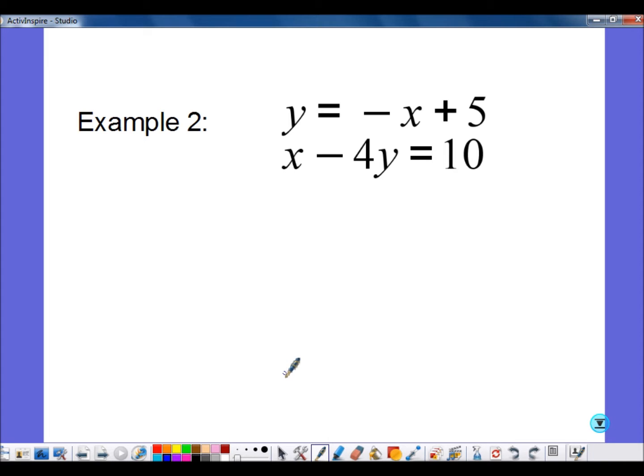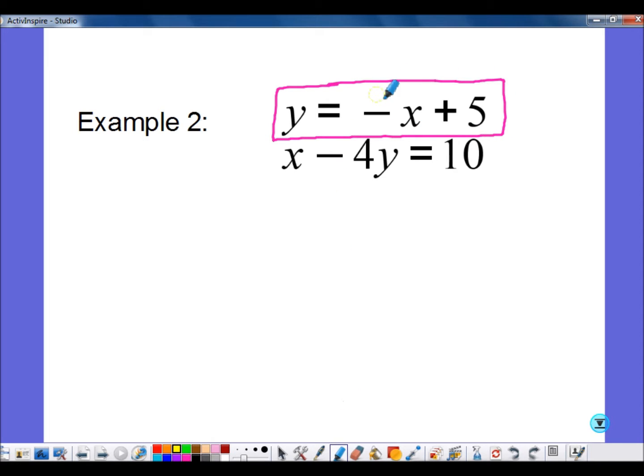All right, let's look at example 2. In example 2, I have y equals negative x plus 5 and x minus 4y equals 10. All right, the first thing I'm going to do is, step 1, get x or y alone. Oh, well, I do have my first one where y is alone. So step 2, I'm going to box it up.